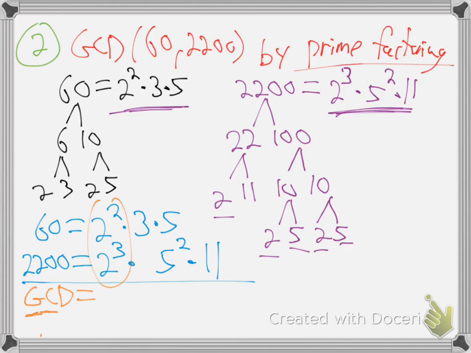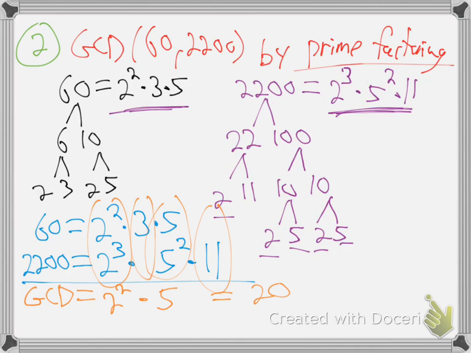So when it comes to 2s, what's the greatest amount they have in common? Well, 2 2s. They don't both have 3 2s. And you don't want to just say 1 2. They have more than that in common. They have 2 2s. Okay, when it comes to 3s, what's the greatest amount they have in common? None. The 2200 doesn't have any 3s. When it comes to 5s, a single 5. And when it comes to 11s, none. Multiply that together. 4 times 5, 20. 20 is the biggest number that divides evenly into 60 and into 2200.